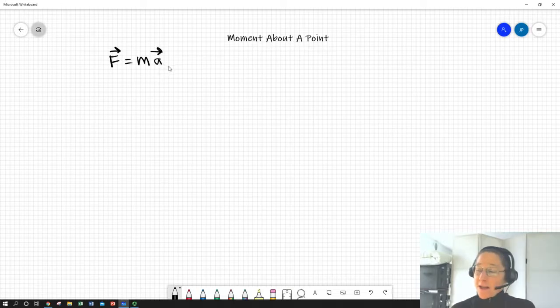And since in the study of statics, we definitely don't want acceleration, we have a situation where the sum of all of the forces on a body, otherwise known as sum of the forces or F net, has to be zero.